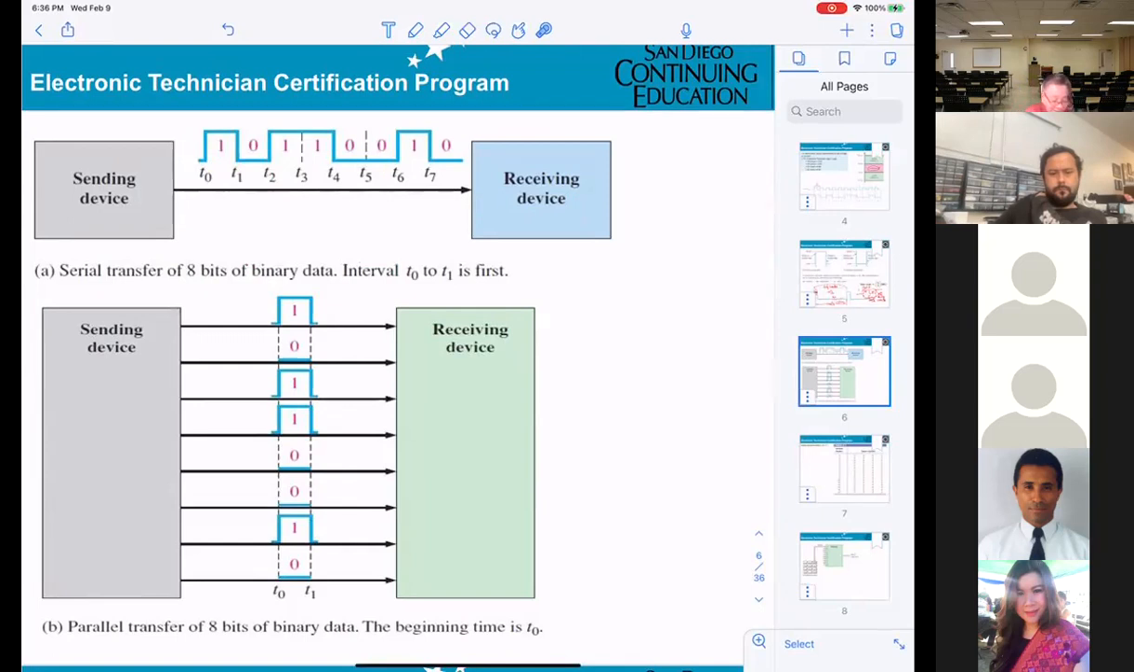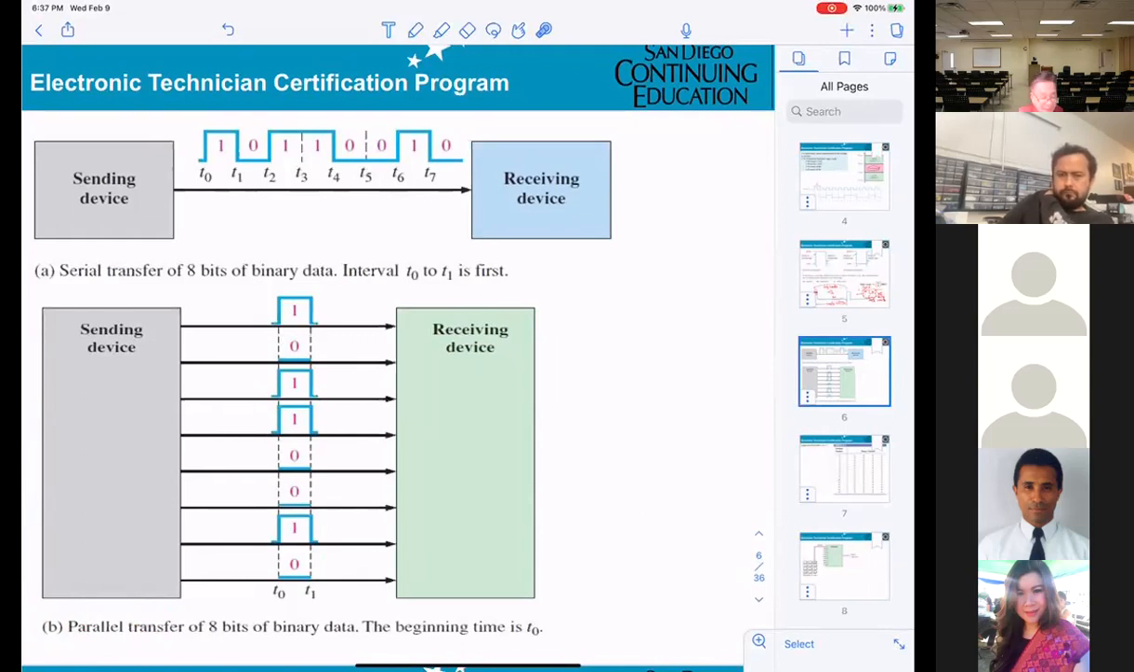Now, this is the same thing, 8-bit. However, they're using parallel data. So for parallel data 8-bit, you need one wire for 1 bit. Okay, you get 16 bit, you need 16 wires. You get 32 bit, you need 32 wires.